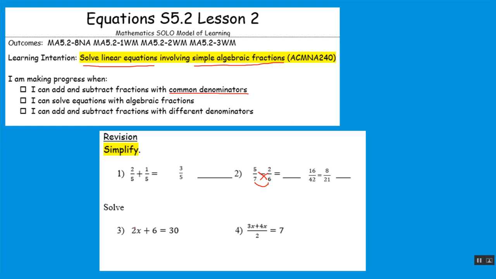We also need to work on equations. So if we have 2x plus 6 equals 30 for question 3, we take away 6 from both sides. Get 2x equals 24, and then divide by 2. So x equals 12. For question 4, first step is to go 2 times 7. So we get 14 on the right hand side. And then we can have 3x plus 4x is 7x. So our final answer is x equals 2.